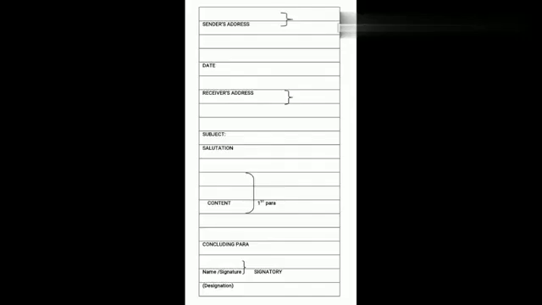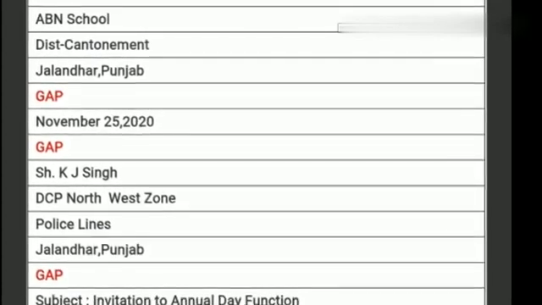Let me show you the format, students. At first, sender's address, leave one line, date, leave one line again, receiver's address, leave one line again, subject, salutation, no gap between these two. After that, leave a line, then start with the first paragraph of the content, leave one line, conclude the paragraph, and at last you will write the signatory. In the signatory, we have to write name or signature, and then below that the designation. That's it. Let me show you two examples.